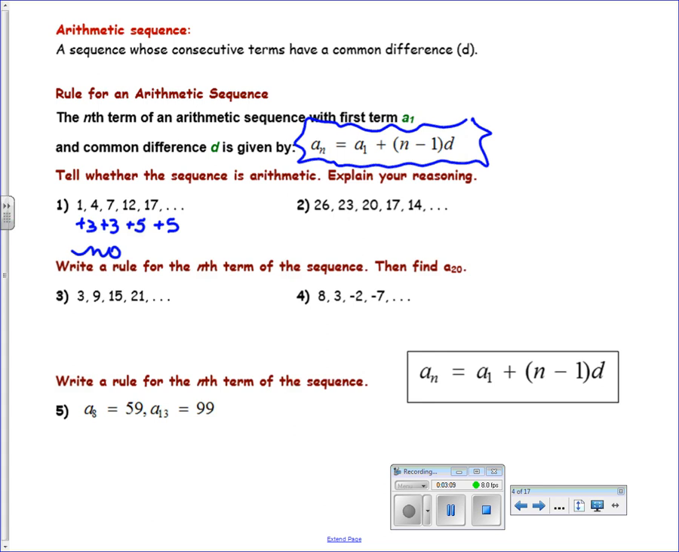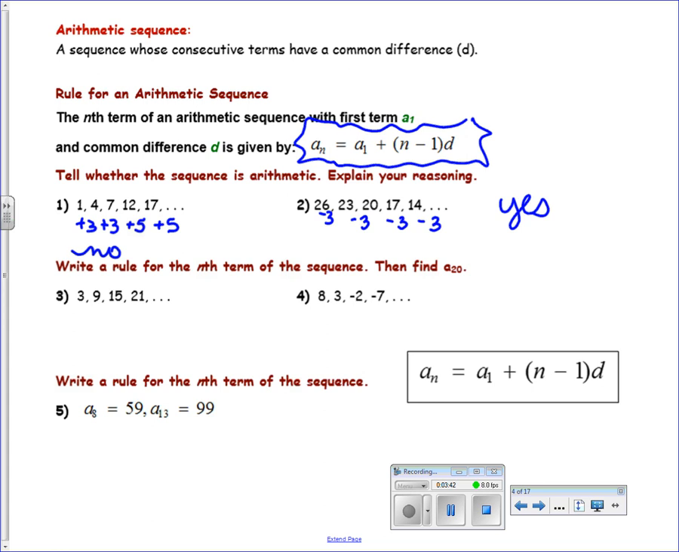Okay? And then when we looked at number 2, 26 to 23 is -3. What about 23 to 20? Does it stay the same throughout? Yes. So is this arithmetic? Yes, because it's the same number all the time: -3, -3, -3. Okay? So can we tell the difference between what is arithmetic and what is not arithmetic?